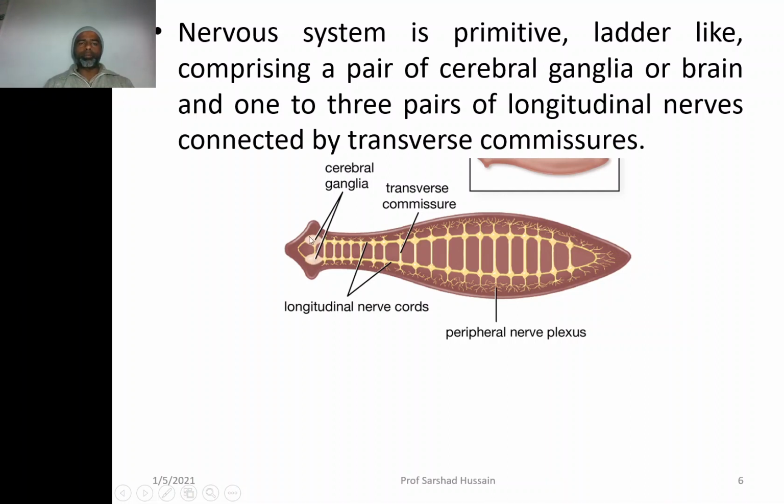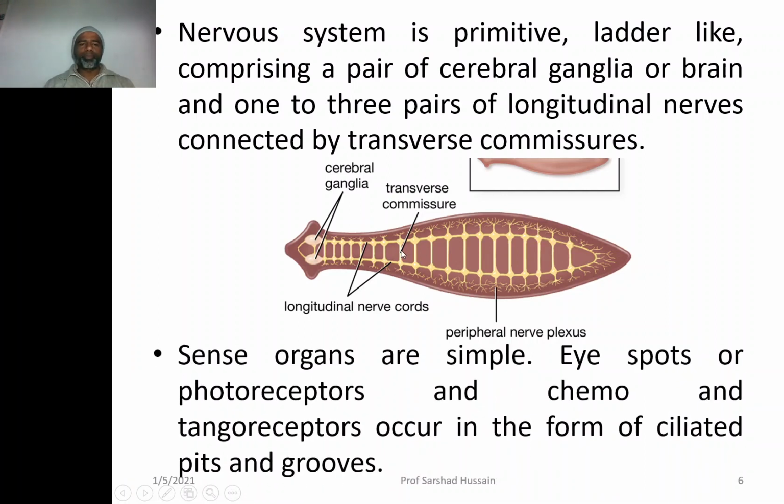It is also called the brain, and one to three pairs of longitudinal nerves. In this diagram I have shown one pair of longitudinal nerves, which are in turn connected with one another with the help of the transverse commissures. These are the transverse commissures.